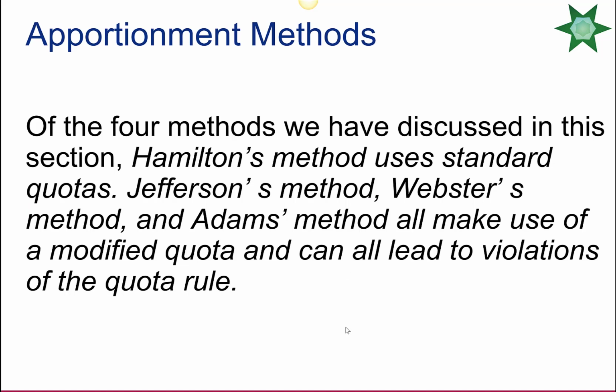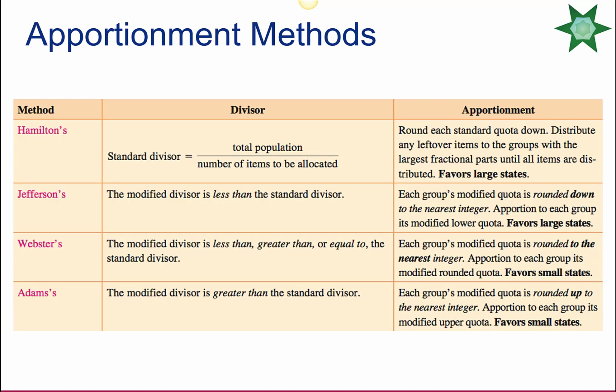Of the four methods we discussed, Hamilton's uses standard quotas. The others all make use of a modified quota and can all lead to violations of the quota rule. And here's a nice summary of the four methods. Their divisors are listed here, and then also how the apportionment is done, and whether or not they favor large states or small states.